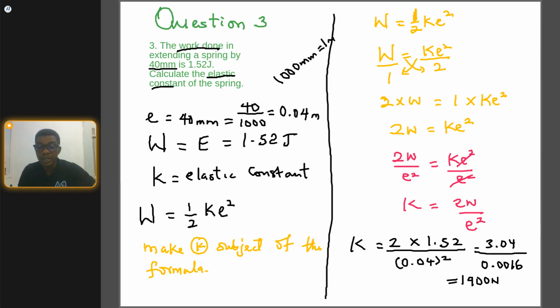1,900 Newton per meter. The elastic constant K is measured in Newton per meter, so you have to add that to the final answer. The unit should be Newton per meter. So we have it to be 1,900 Newton per meter. That is the elastic constant, which is K.